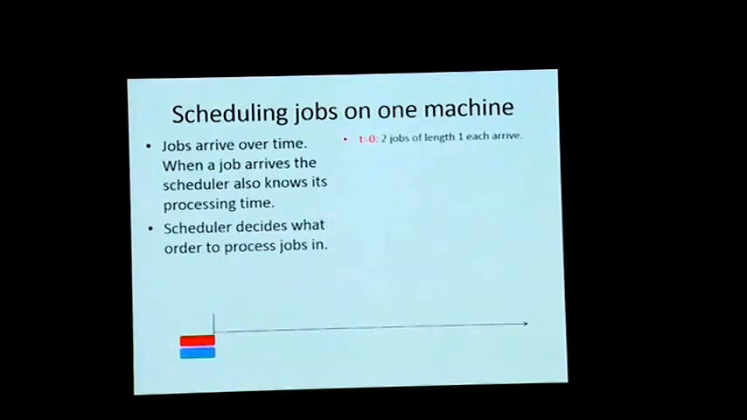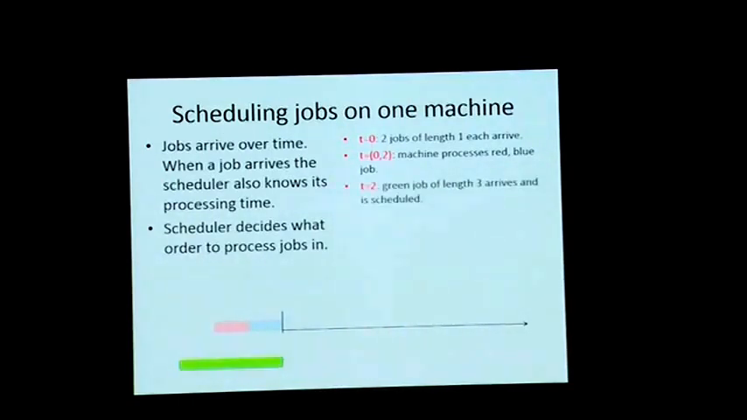So at time 0, we have two jobs that arrive, a red job and a blue job, each of which is of length 1. Okay? Let's say the scheduler decides that it will first do the red job and then it will do the blue job. Okay? And then it has processed for times 0 to 2, it has processed these two jobs, right? What does that mean? This means that the machine has finished processing the red job from time 0 to 1, and then it has finished processing the blue job from time 1 to 2. At time 2, another job arrives, a green job, which is of length 3.